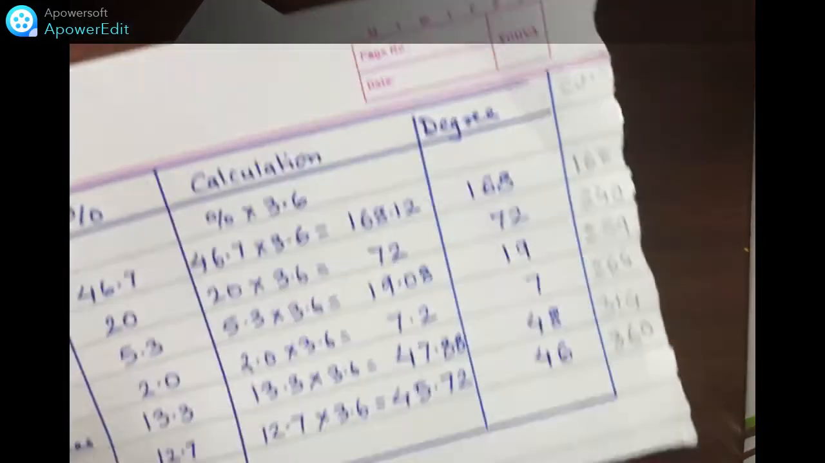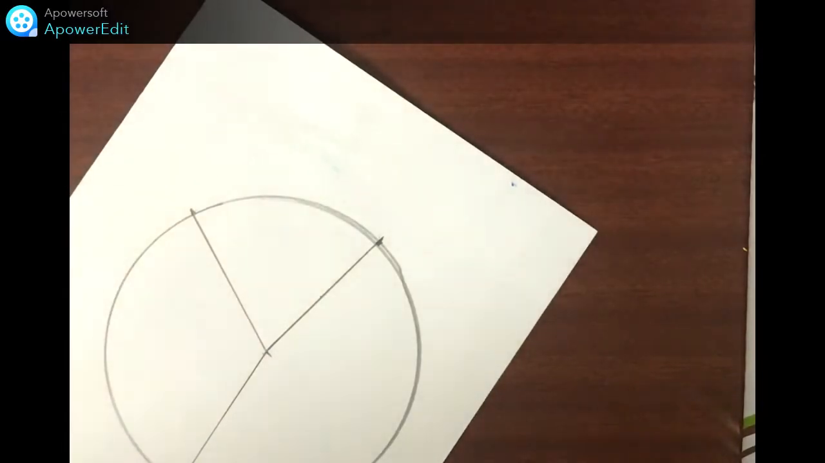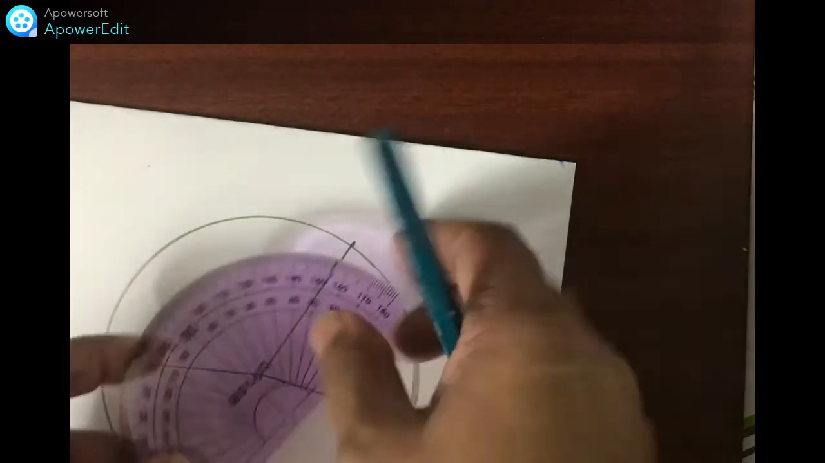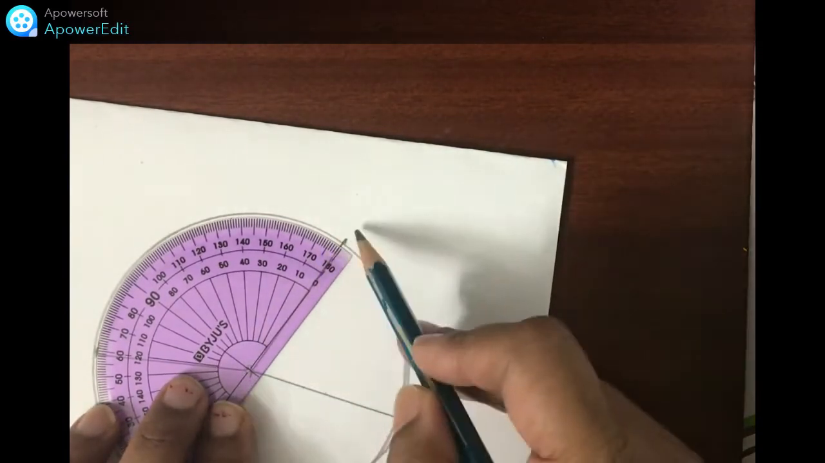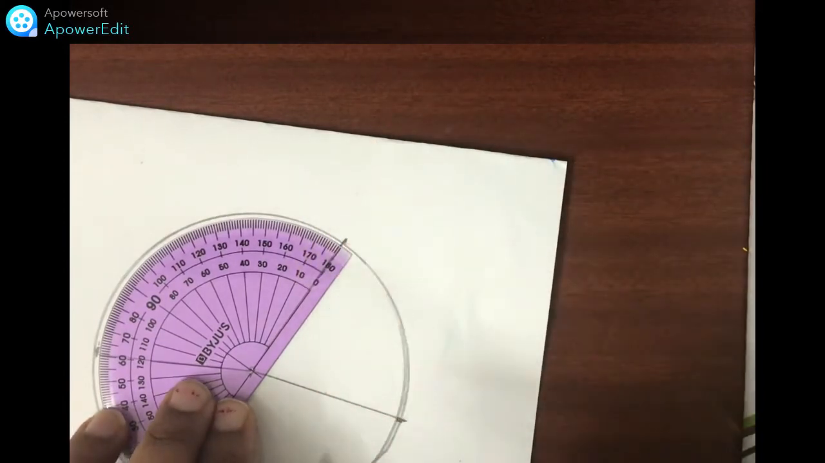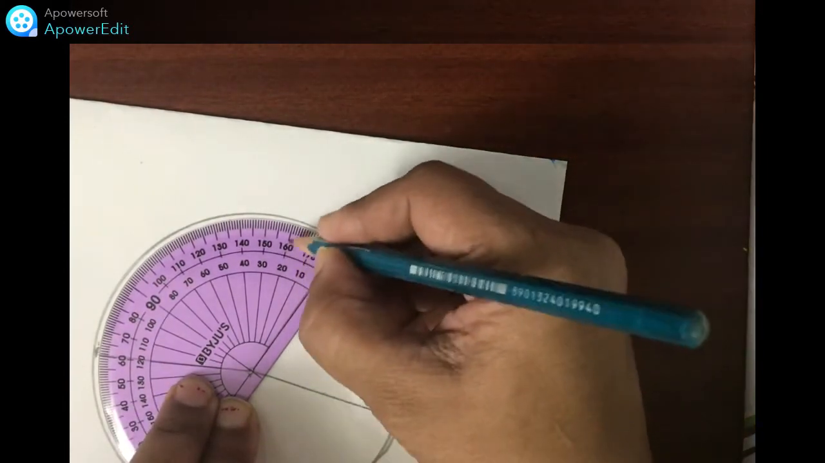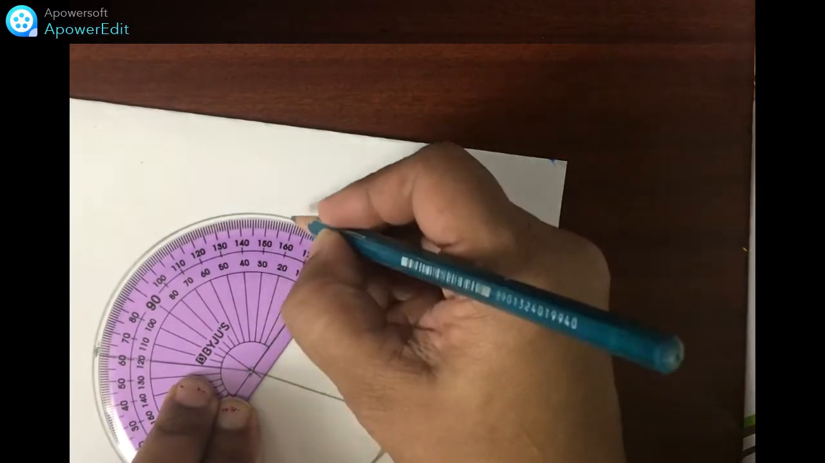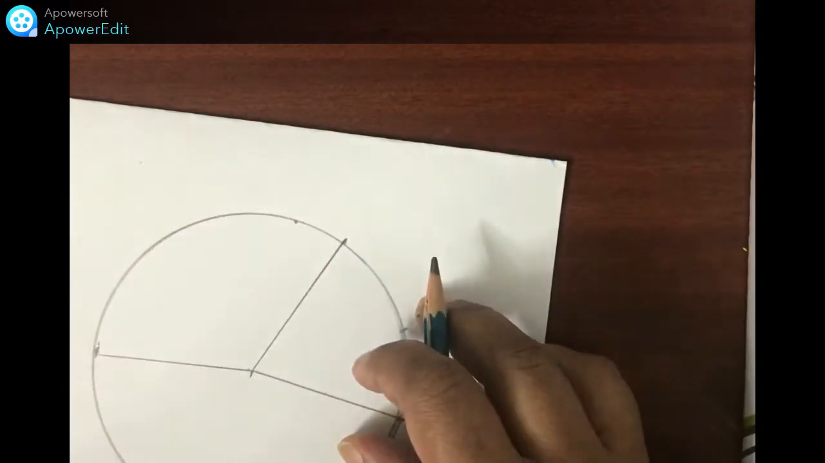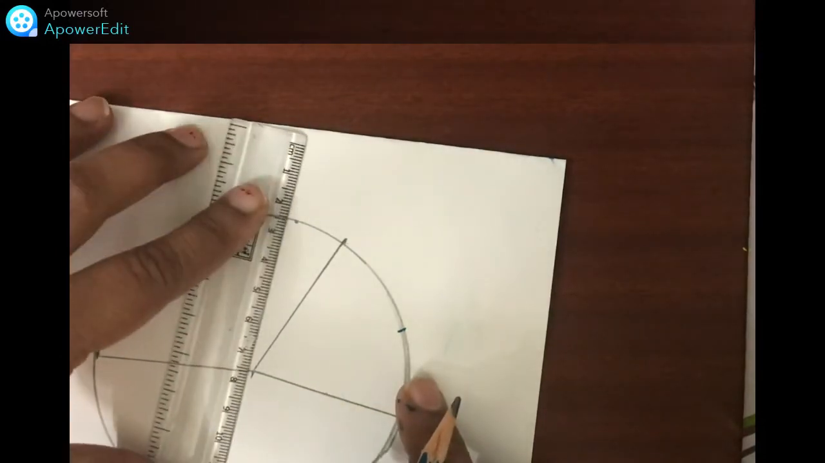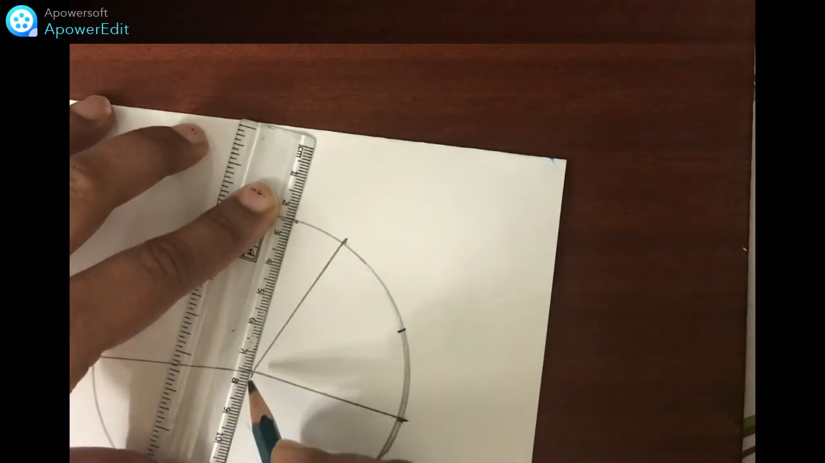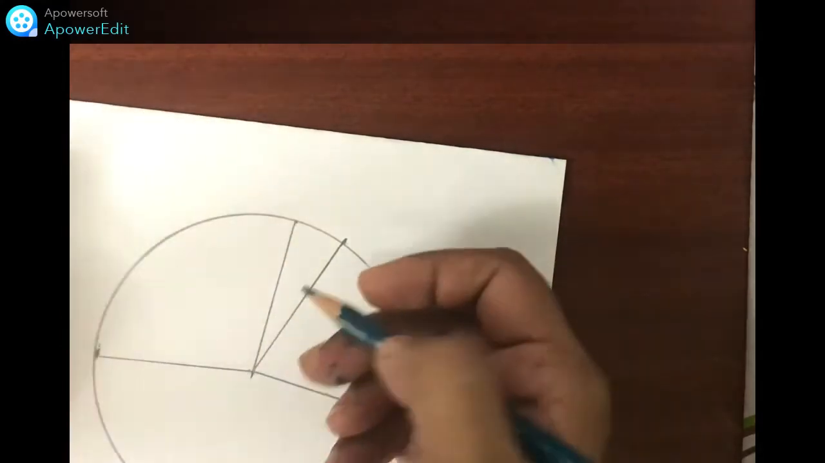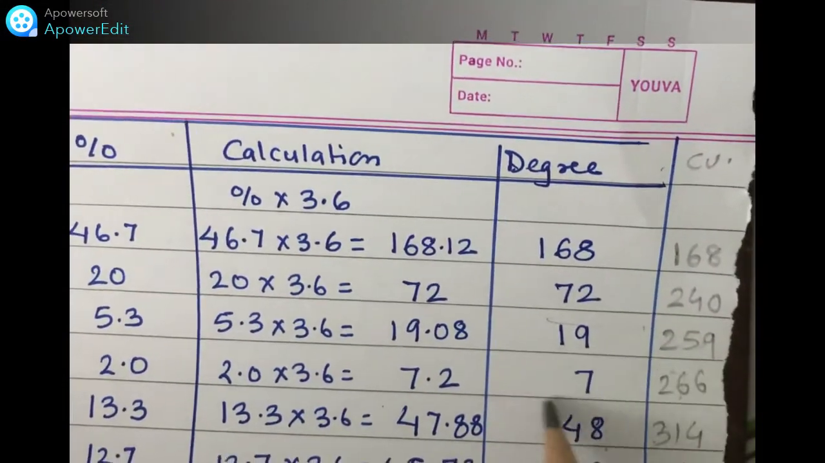Now the third value is 19. So from here again I'll put my protractor with the center here of the circle and aligning it with this line in this manner, and the value is 19 degree. So this is 20, below that it is 19. So again join these 2 points. That is 19. After 19 it is 7.